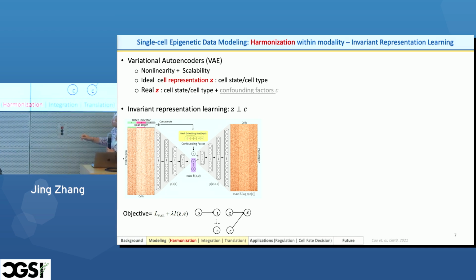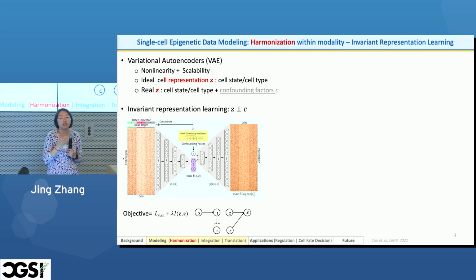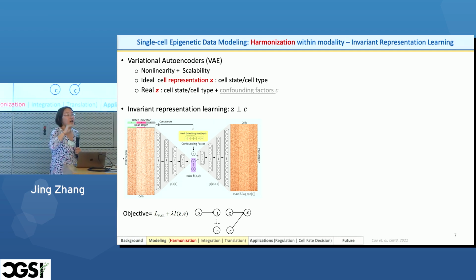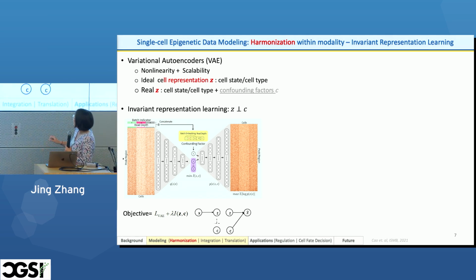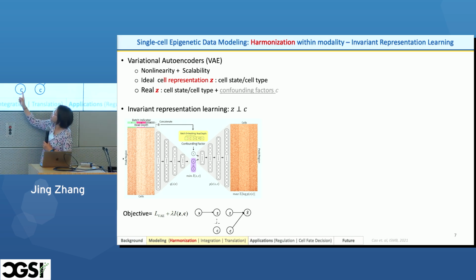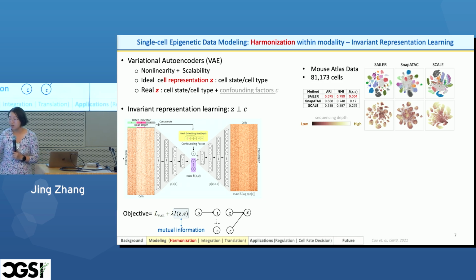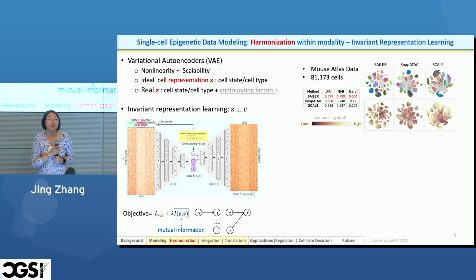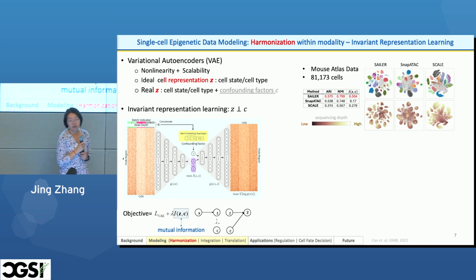And we modified the objective function by adding another penalizing factor. We calculate the mutual information between Z and C and add it into the objective. So with this methodology, we are encouraging Z to be independent of C as much as possible. And the result is actually very encouraging. If you look at this data, we applied our method on a mouse atlas data with around 81,000 cells.